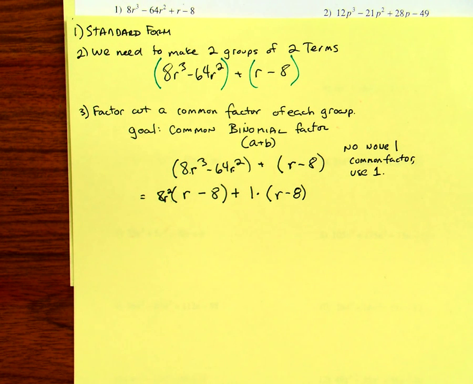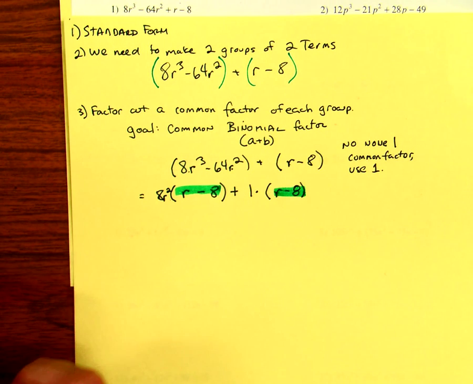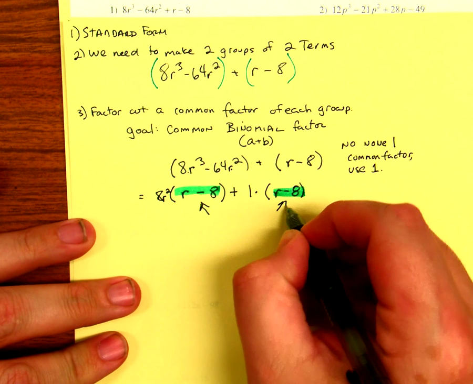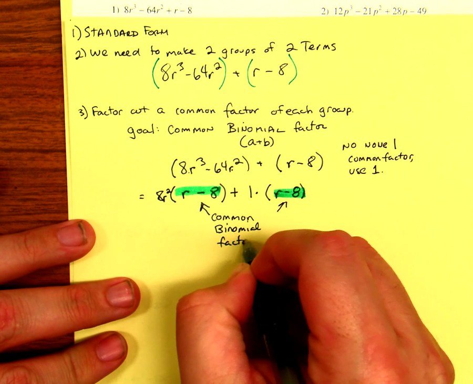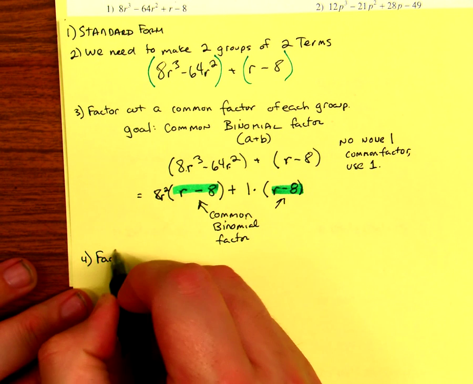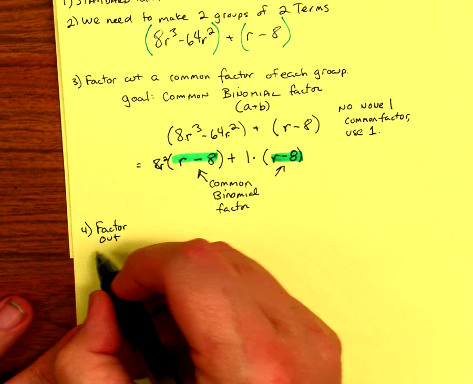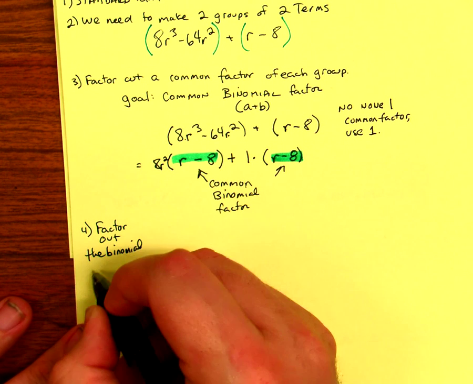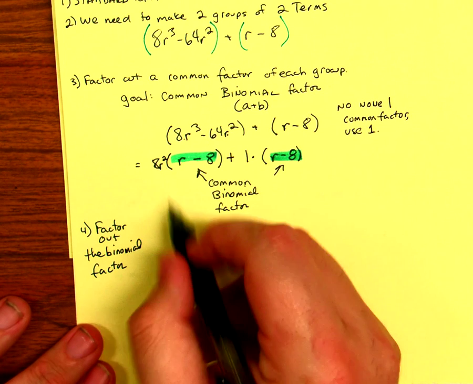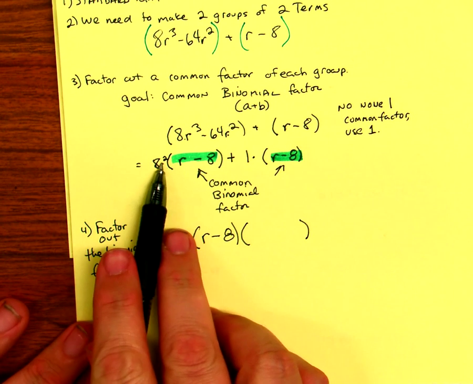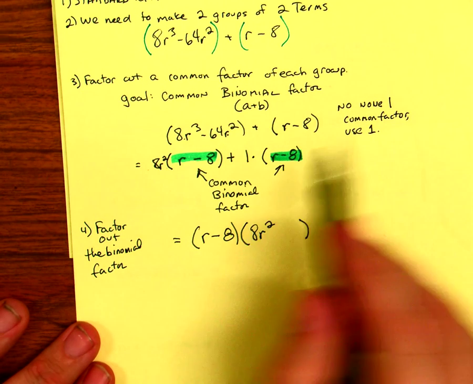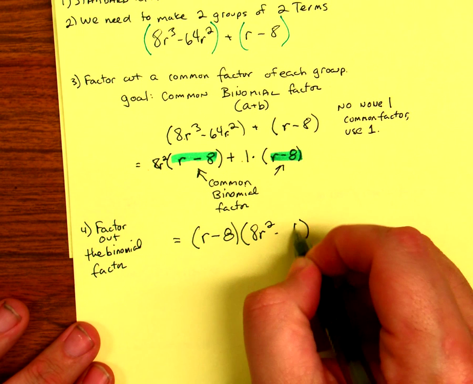Now, my big question to you at this point is, take a look at the two binomials. The r minus 8 and the r minus 8, are they the same? Yeah. So these are a common binomial factor. Step four is to factor out the binomial factor. So I'm going to take this and say, all right, r minus 8. And it's going to be multiplied by whatever's left. What's the first thing here? 8r squared. What's left from over here? Plus 1. And this is the factored version.